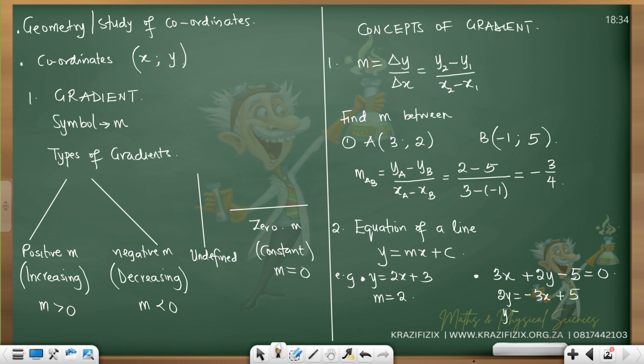Then I'll divide everything by 2, which means my m is equal to -3. Are we okay there? It's very, very important. Concept number 2.